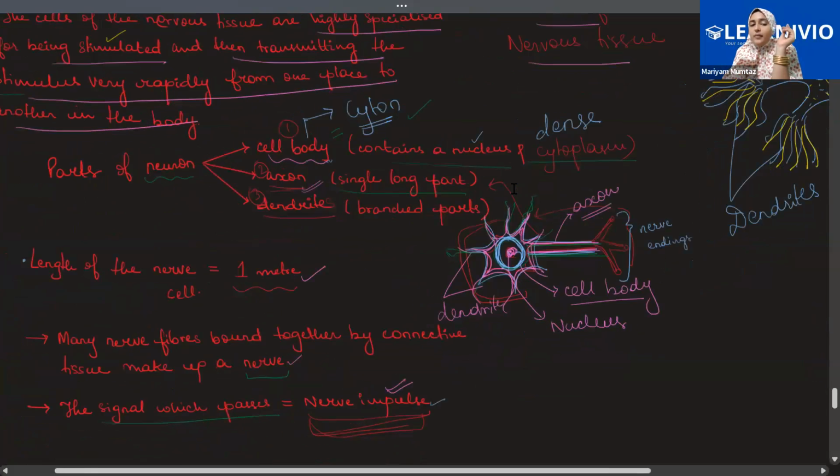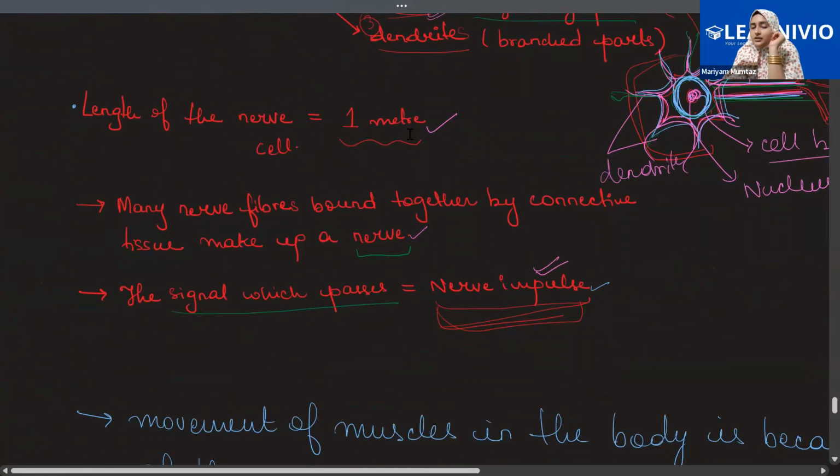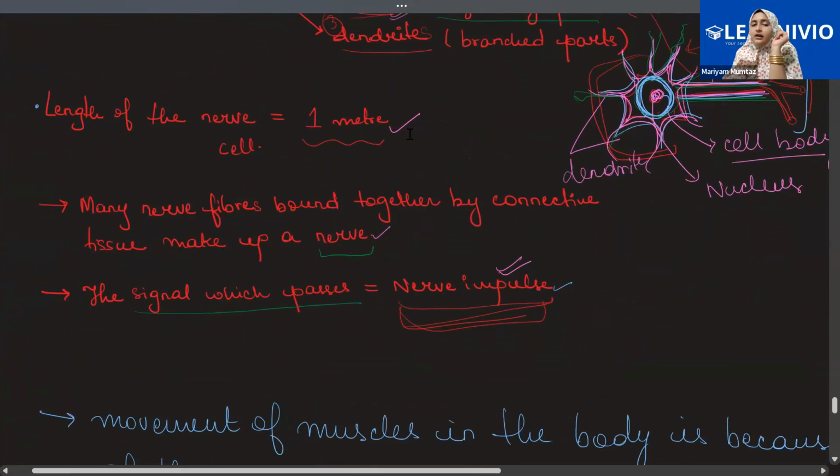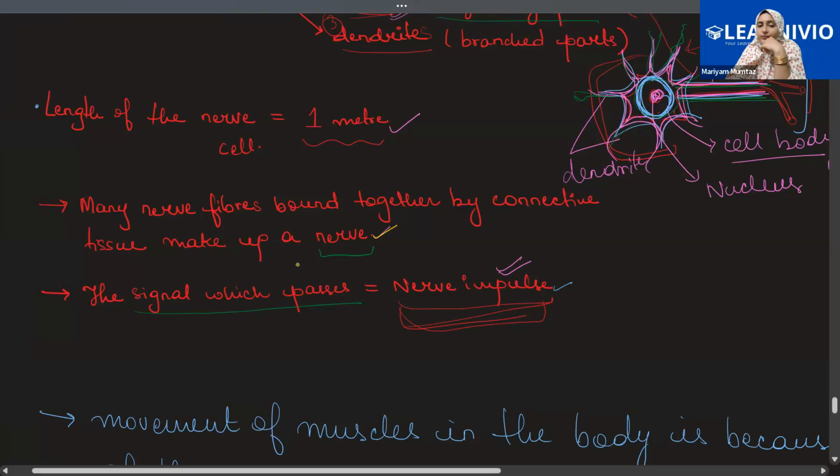Now, when we talk about the length of the nerve cell or a neuron, it is 1 meter. One nerve cell is 1 meter in length. Many nerve fibers are bound together by connective tissue and they make up the nerves. You people have heard about nerves. So how are they made? Several nerve fibers come along and form a bundle, and they get connected together by connective tissue and make up the nerve.